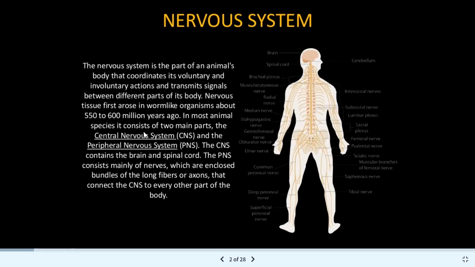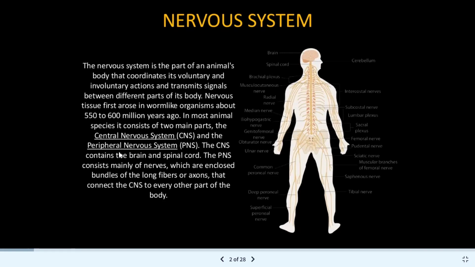In most animals, it consists of two main parts. So two main parts originate from the nervous system. The first one is the central nervous system, and the other is the peripheral nervous system. That means the first is CNS, the second one is PNS. CNS contains the brain and spinal cord. This is the brain and this is the spinal cord, and from the spinal cord other nervous tissue is spreading.